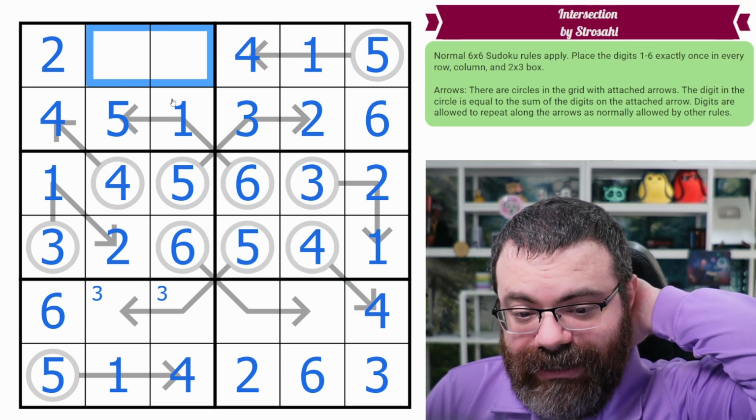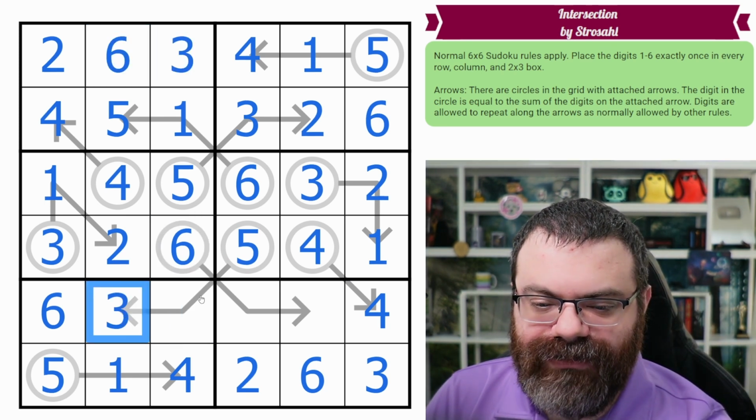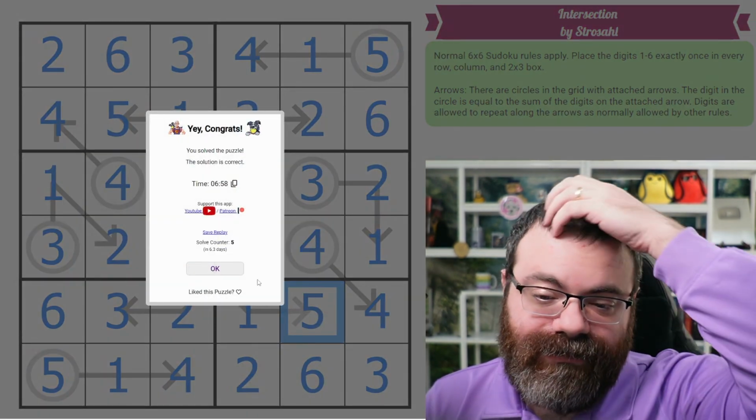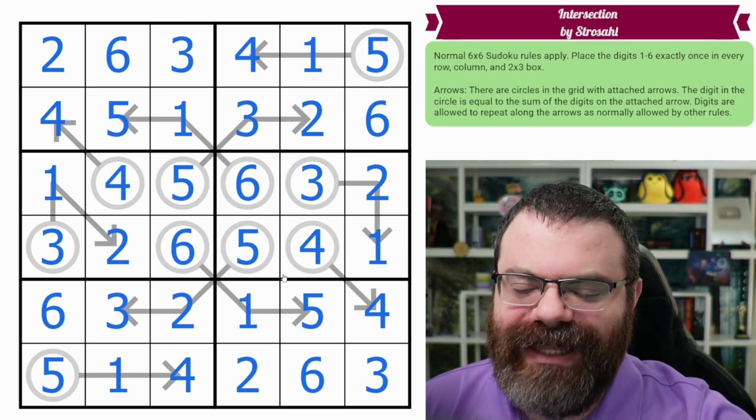Over here, we've got a 3, 6. And we know the order, so that's 6. Places the 3 here. 3 plus 2 is 5. This is 1 plus 5, which goes like that, and we're done. Nice. Cool puzzle, Scott. I appreciated that.